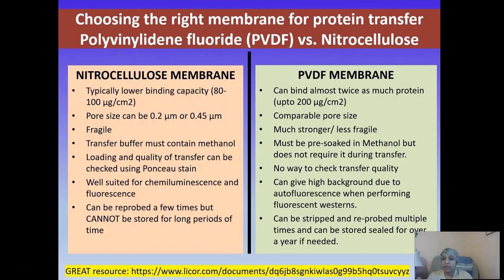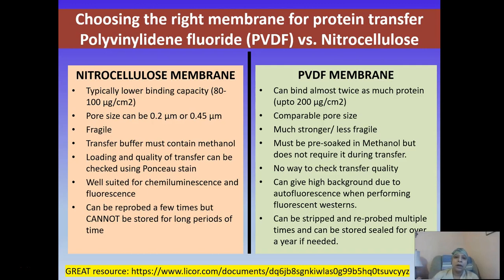Another good part about nitrocellulose, especially when you're learning the technique and starting out, is that you can stain it with Ponceau and make sure that your transfer was good quality and complete. There were no issues. So you can visually see the results of your transfer before you probe it. PVDF cannot be looked at. You just kind of have to believe it until you run the Western and then find out if it was good or not.